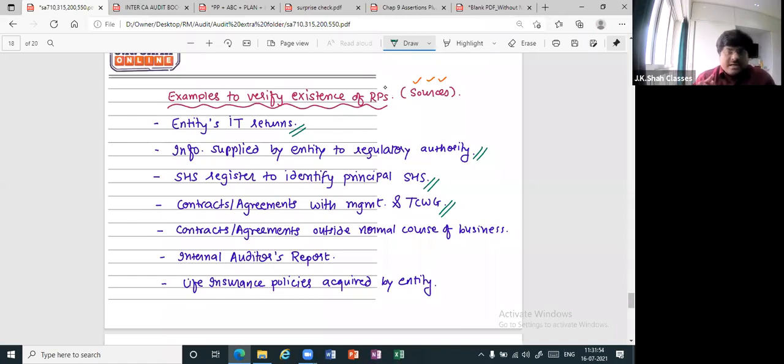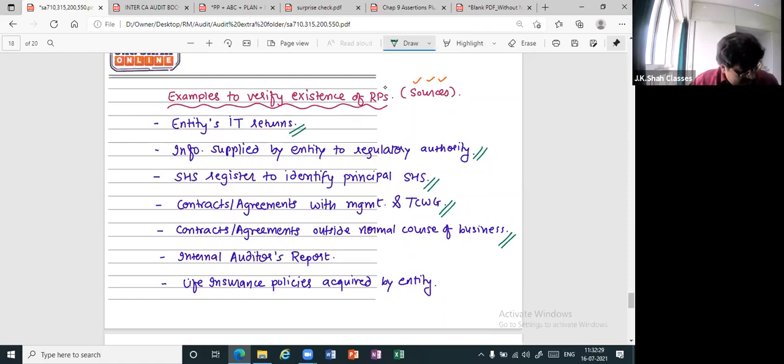So check whether any contract or agreement entered with the management and TCWG is with a related party or not. Then contracts or agreements outside the normal course of business. The normal course of business is selling of goods, but suddenly you sold a certain part of your fixed assets, and you sold it to a certain person. Now use common sense. That person can be a related party. It may also be that you gave a certain piece of your land and building to somebody. That is not your normal course of business. Ultimately, that somebody can be a related party.